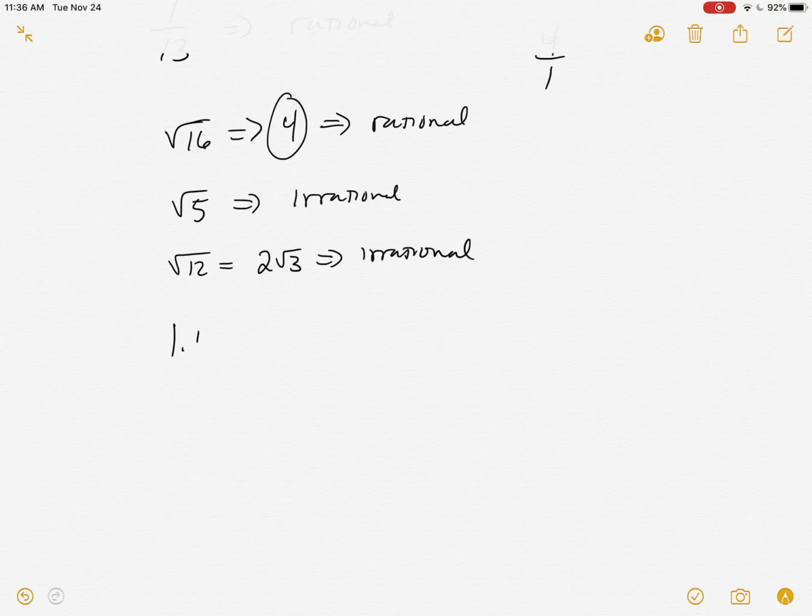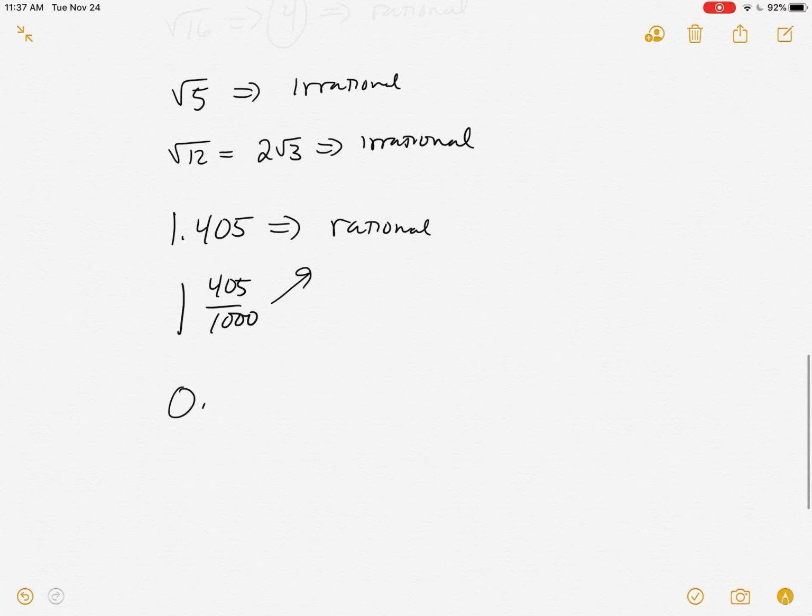What about something like 1.405? Well, this decimal terminates, so it's rational. We could absolutely write it as a fraction. Remember, this is 1 and 405 thousandths. So absolutely it's rational. And so a lot of these are going to be just quick answers.